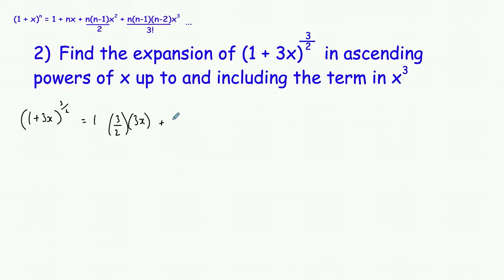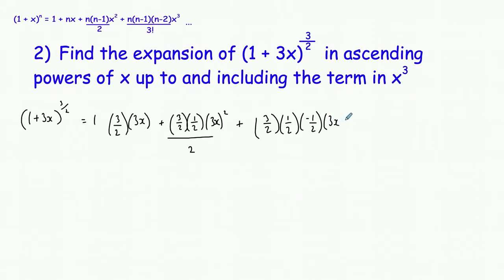So the next term is going to be n, which is 3 over 2, times n minus 1, which is a half, times x, which is 3x, squared, divided by 2. And the next term is going to be 3 over 2 times a half, times minus 3 over 2. I need to take another 1 off that, times 3x all cubed over 3 factorial, which is 3 times 2.